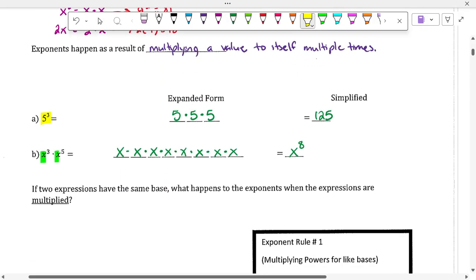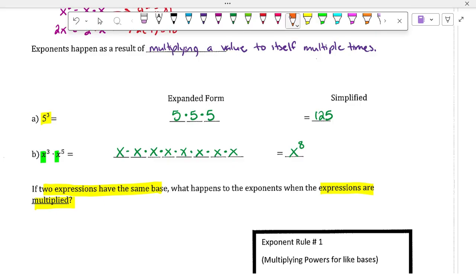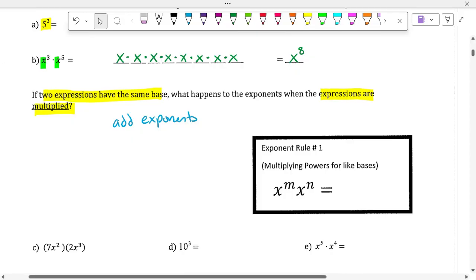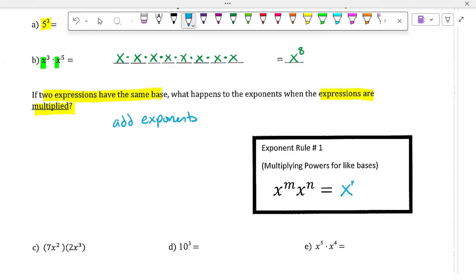Thus, what happens to 2 expressions that have the same base and the expressions are multiplied? Well, you would actually end up adding the exponents. So the exponent rule for multiplying powers: if you have x to the m times x to the n, this is the same thing as x raised to the m plus n.